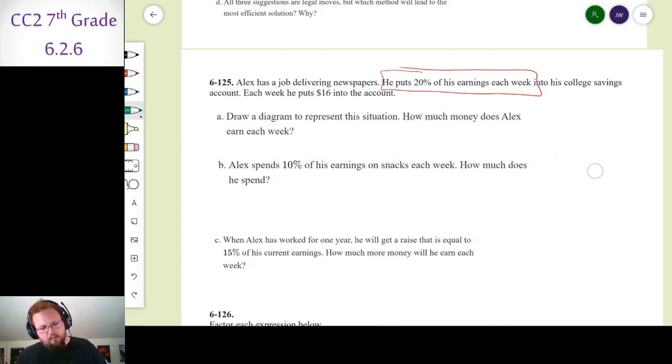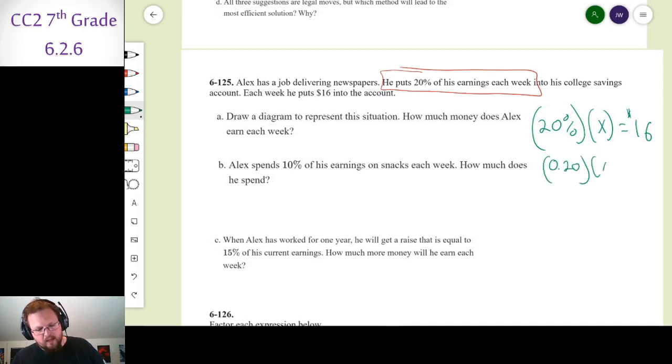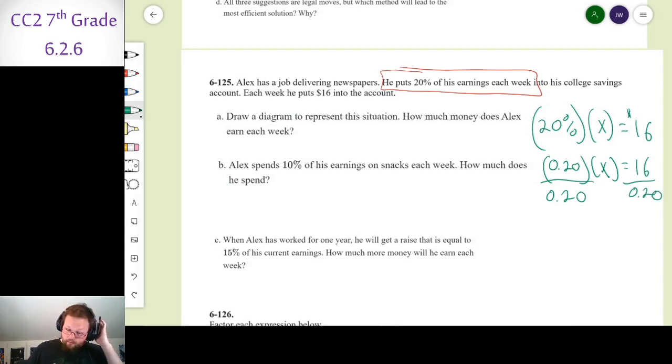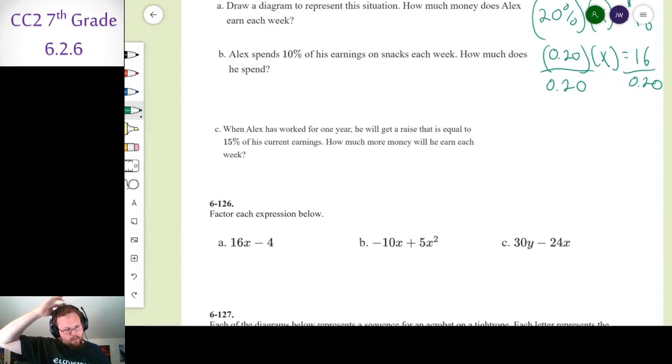The multiplication step is 20% of some number is equal to $16. And if you use the solving tips that we've done, you could have 0.20 as the percentage times x. You could just divide everything by 0.20, which some people have already been doing, at least when we were going over this before, and then you can solve it that way. You'll still get 80. Okay.